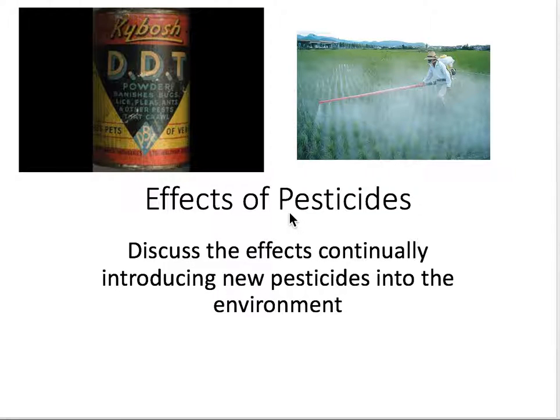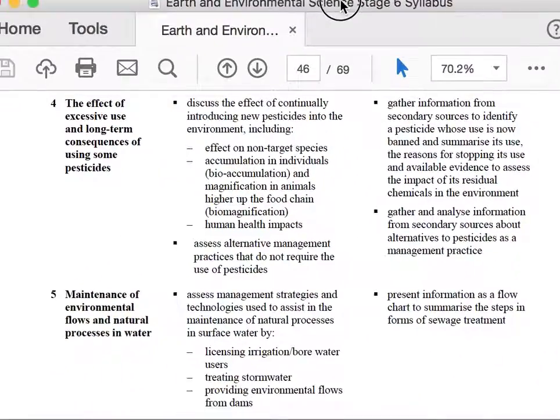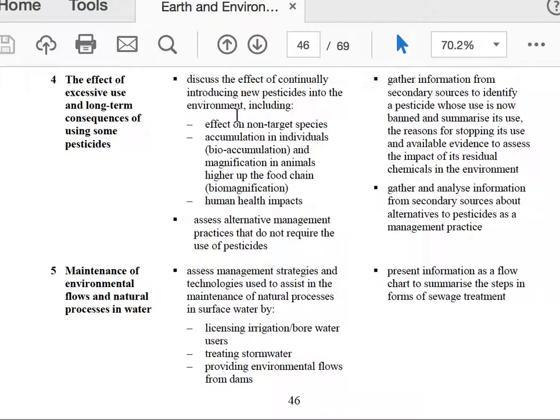Hi guys, this is the fourth module now, problems arising from pesticide use. If we quickly have a look at our syllabus, we can see we have a discuss question here looking at the long-term effects and consequences of using new pesticides, the effect on non-target species, so the species we don't want to be getting rid of, accumulation in an individual organism, so bioaccumulation, as well as the accumulation throughout a food chain, which is called biomagnification, and looking at human health impacts.